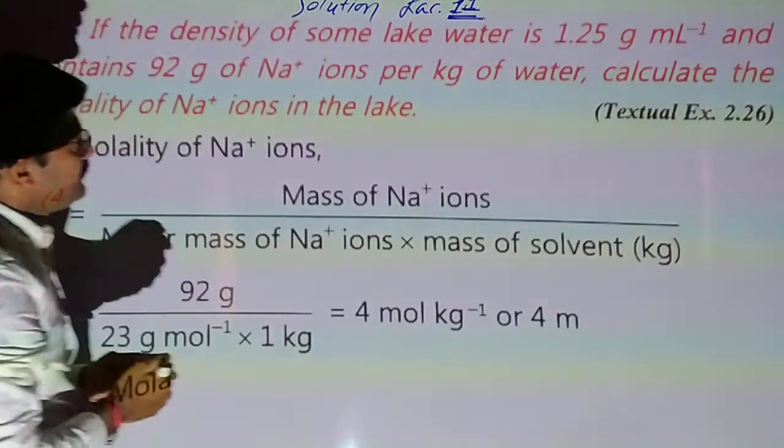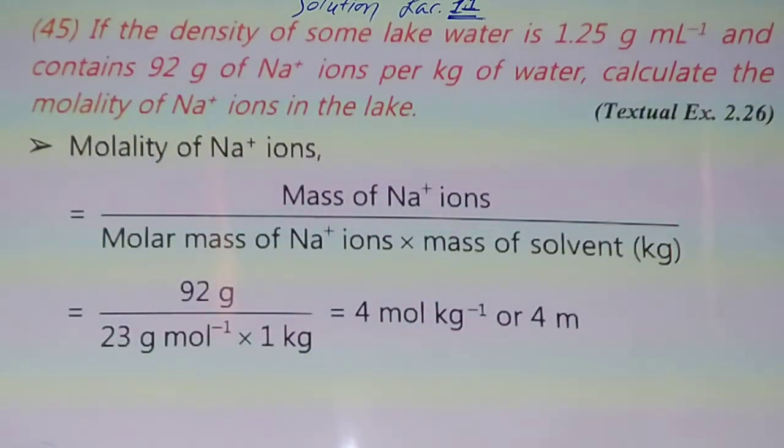Exercise. If the density of some lake water is 1.25 gram per milliliter and contains 92 gram of Na plus ion per kilogram of water, calculate the molality of Na plus ion in the lake.